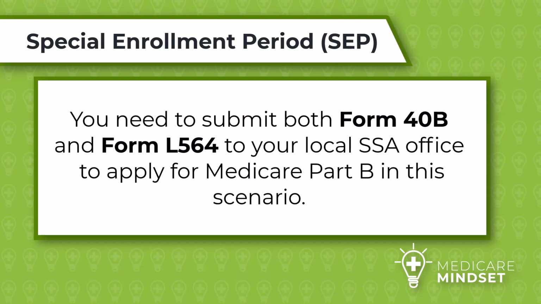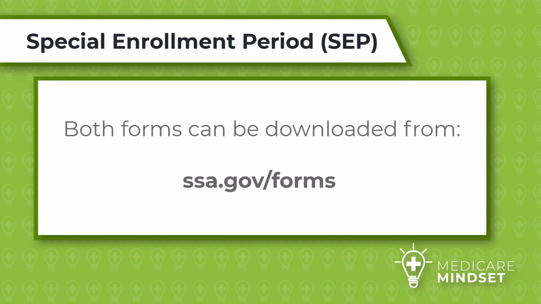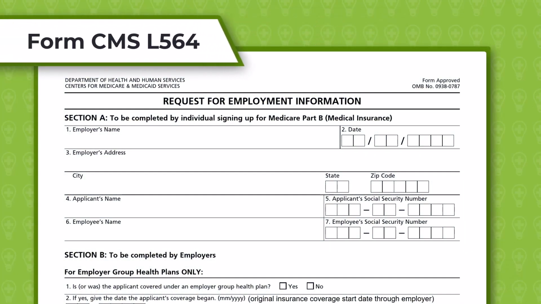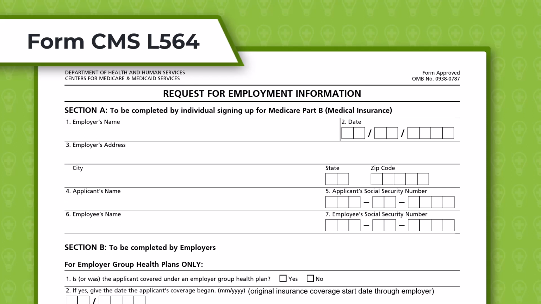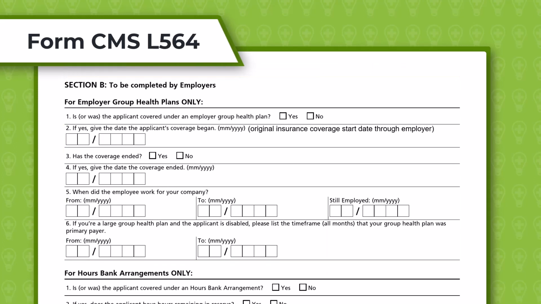You need to submit both Form 40B and Form L564 to your local SSA office to apply for Medicare Part B in this scenario. Both forms can be downloaded from ssa.gov/forms. Here's Form L564, the Request for Employment Information. There are 2 sections, Section A and Section B. Mistakes are commonly made in a few spots, which ultimately delays the processing of your application. Here's how to get it right.